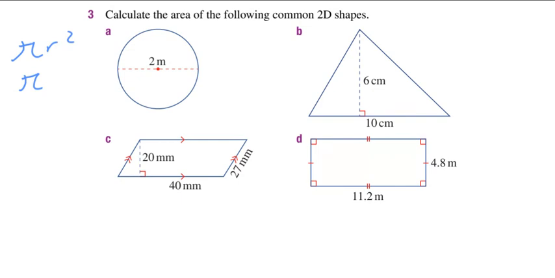So that will be pi meters squared. But for the actual numerical answer, just put pi into your calculator, and it'll be 3.14 meters squared.